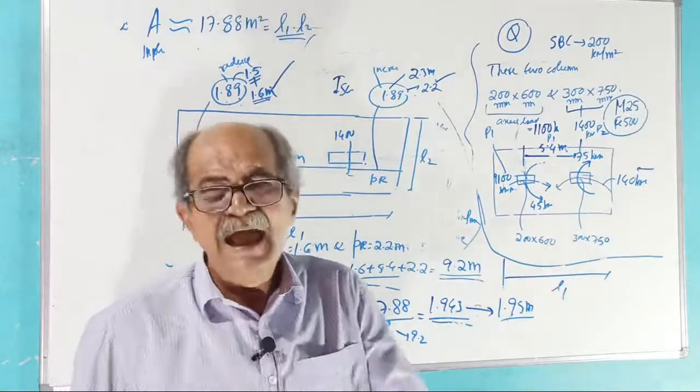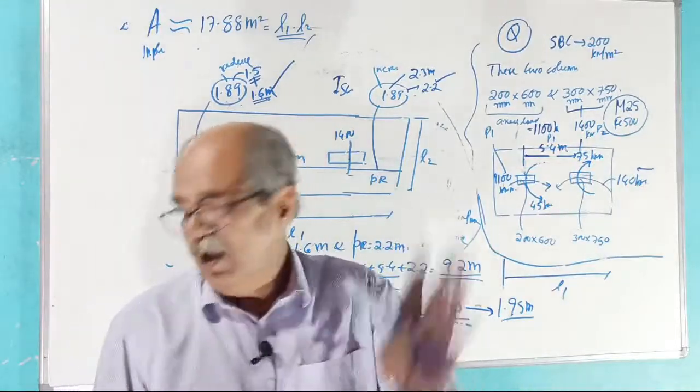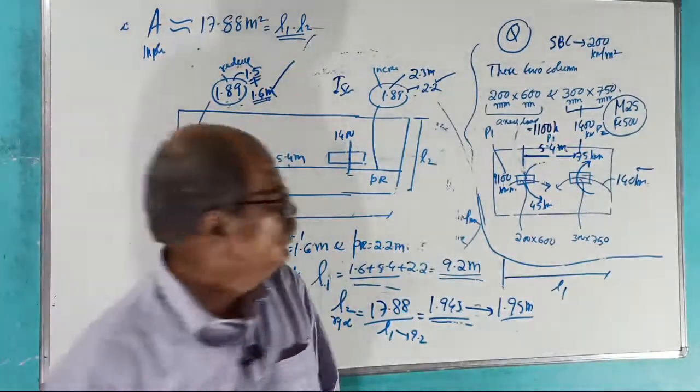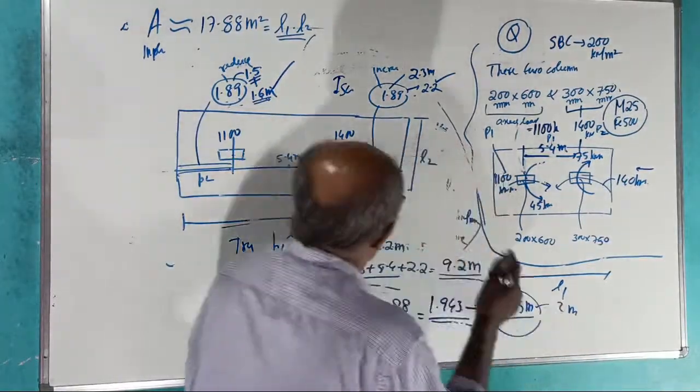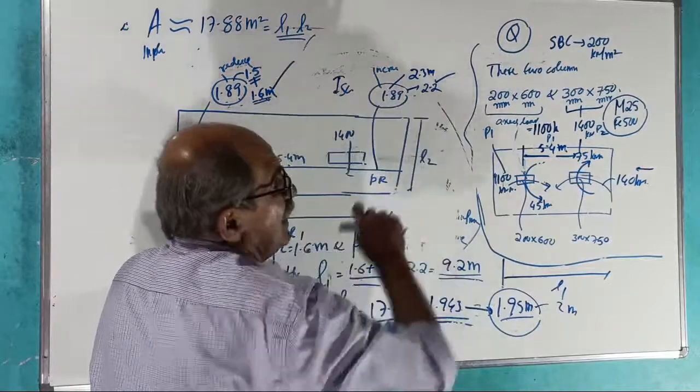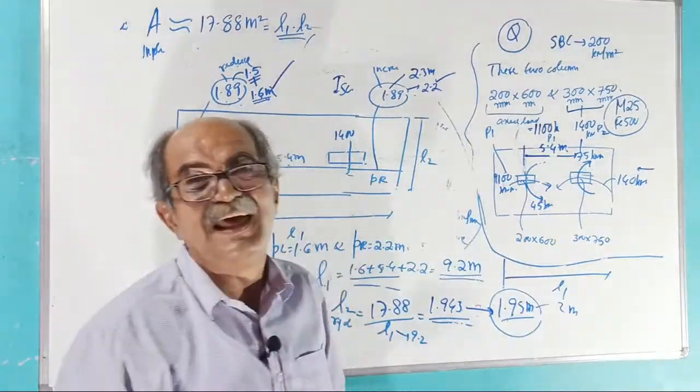In English, make it 2 meter, safer side. No, I will tell 1.95. You can make it practically 2 meter if you want. Okay, I will continue with 1.95 because I want a decimal number there.